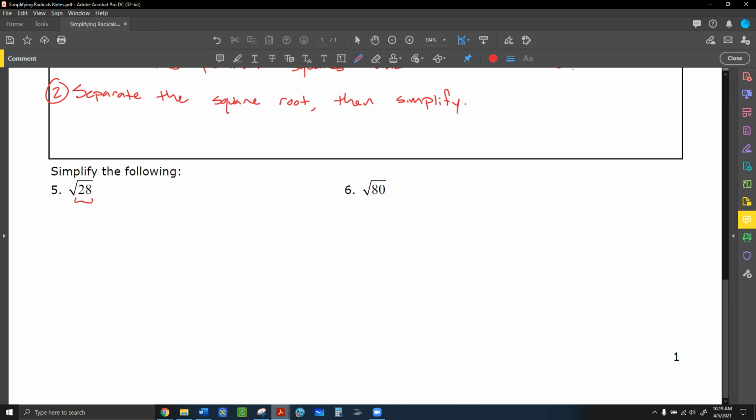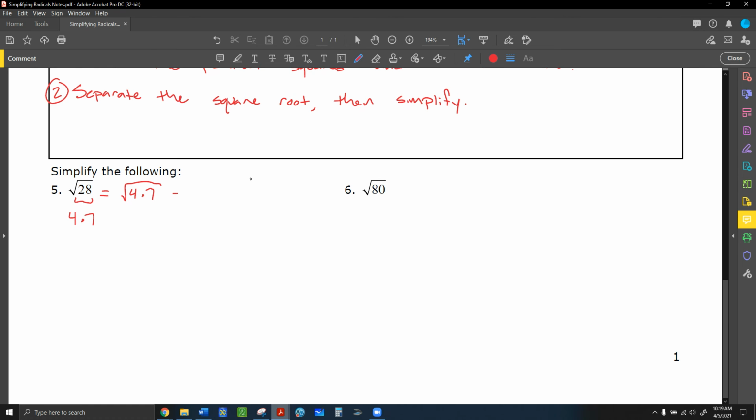Well, of course, we could say 1 and 28. We could say 2 and 14. We could also break it down into 4 and 7. We know that 28 is a product of 4 and 7. So I can rewrite this now. Instead of the square root of 28, I'm going to say it's the square root of 4 times 7.